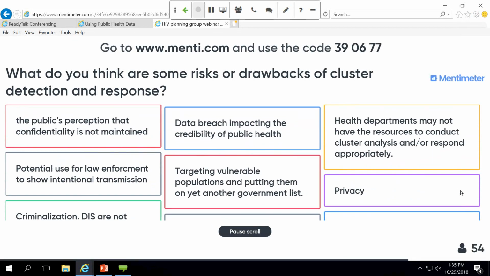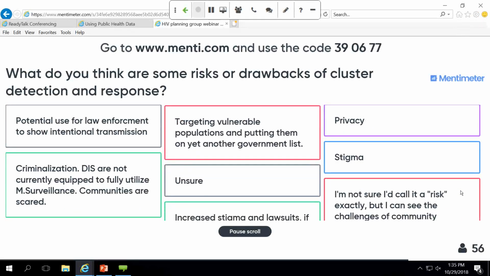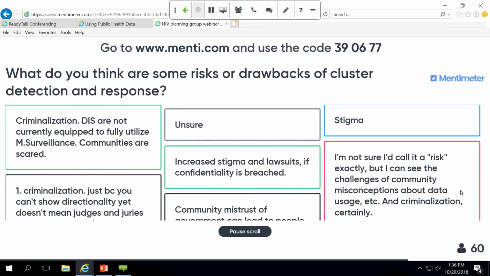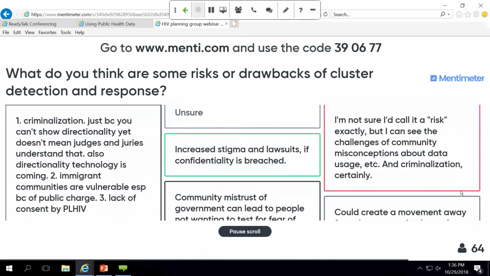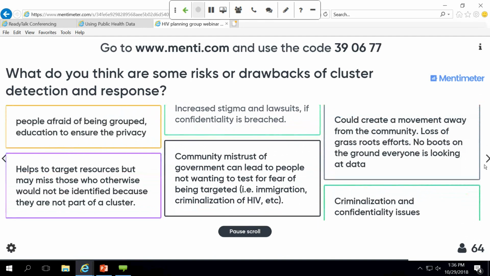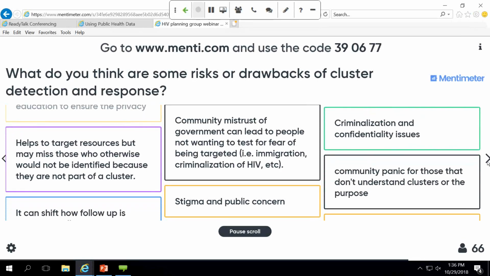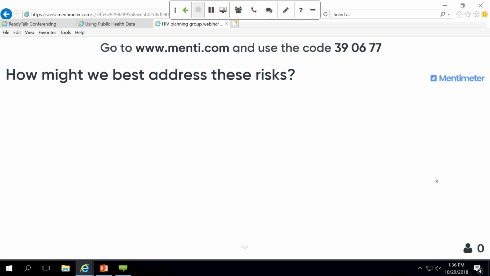Another 15, 20 seconds, and then we'll move on to the next question. Thank you. We really appreciate you sharing your thoughts with us. Okay, I'm going to go ahead on to the next question. How might we best address these risks that you've just raised? We really are interested in your ideas about what we can be doing to help address them.